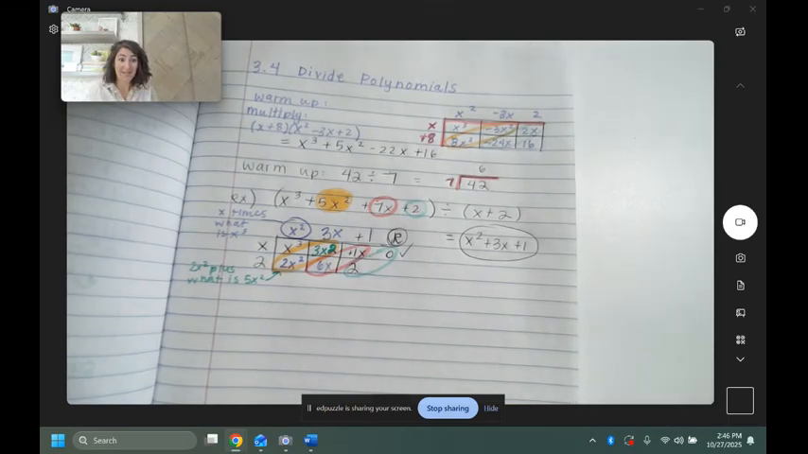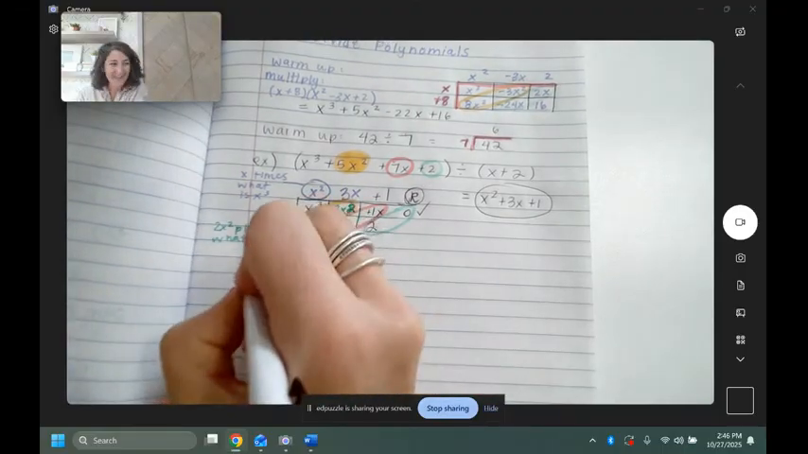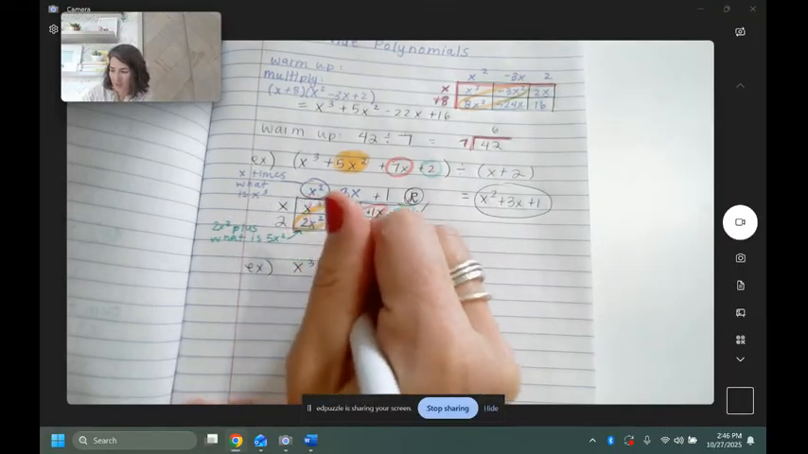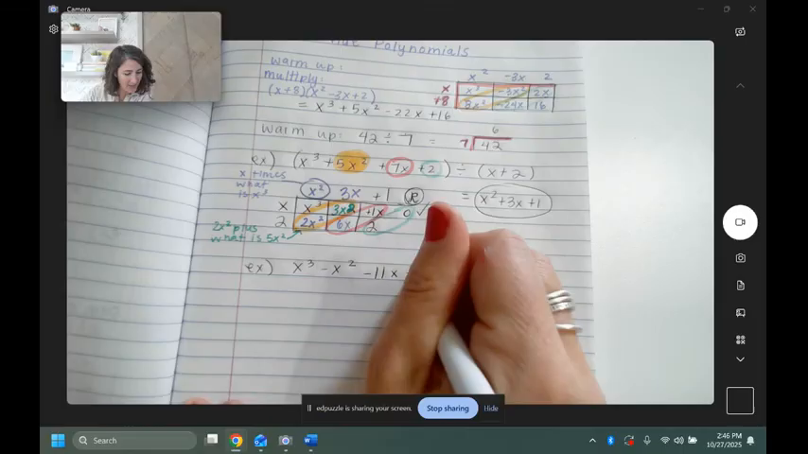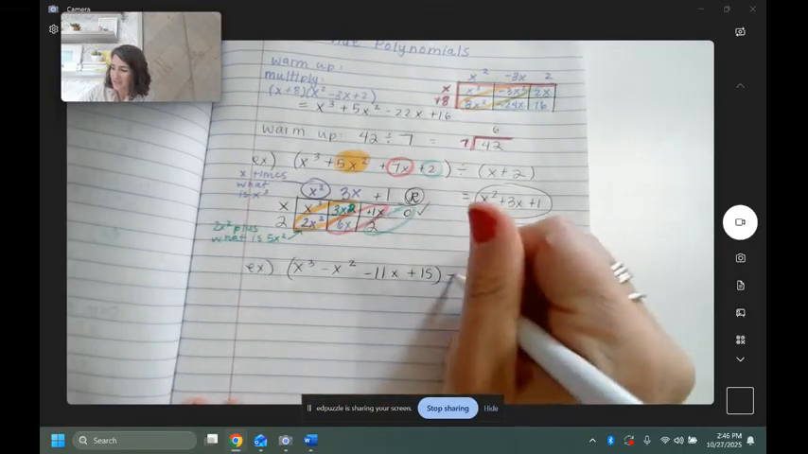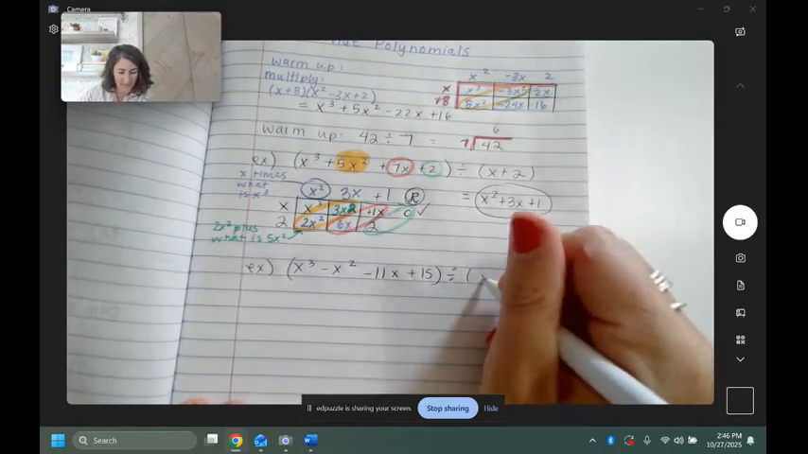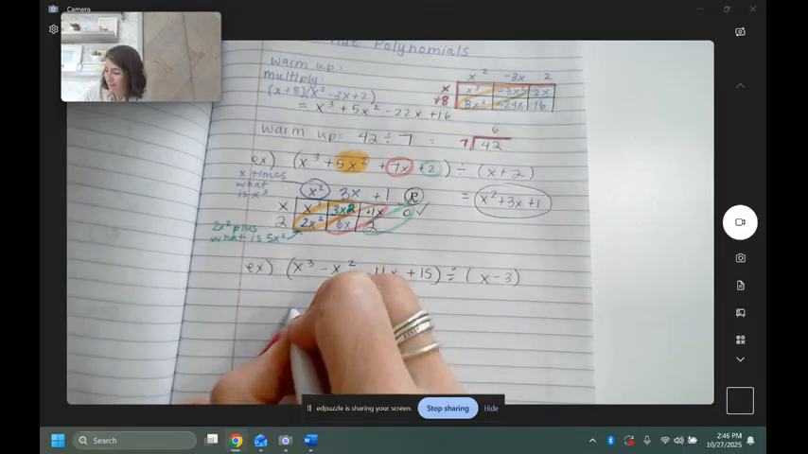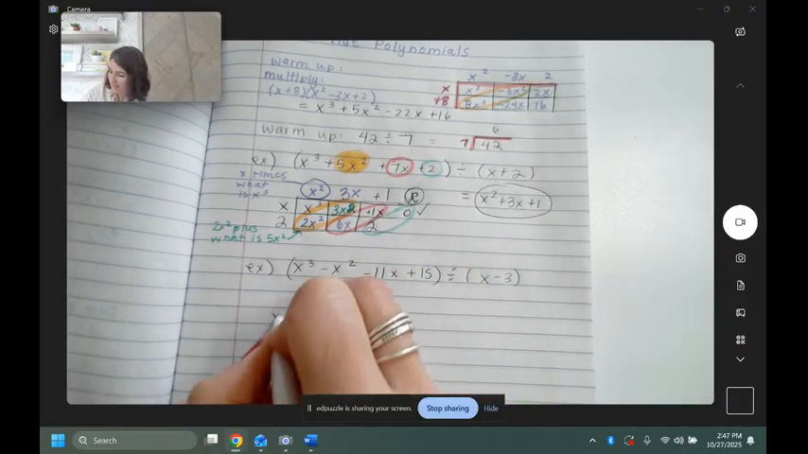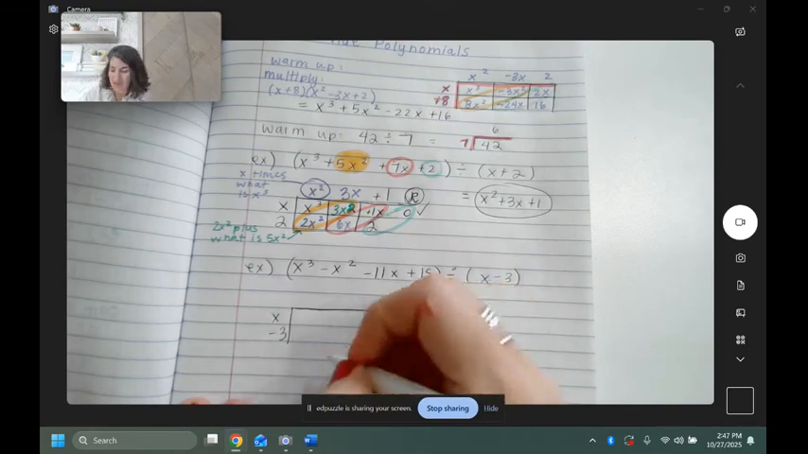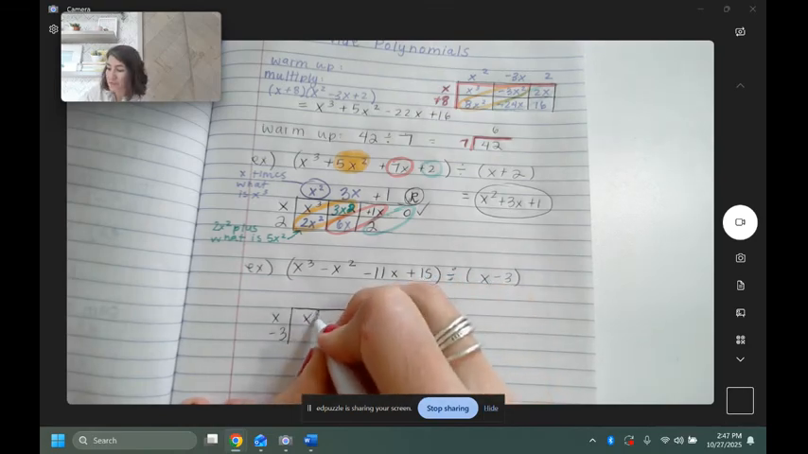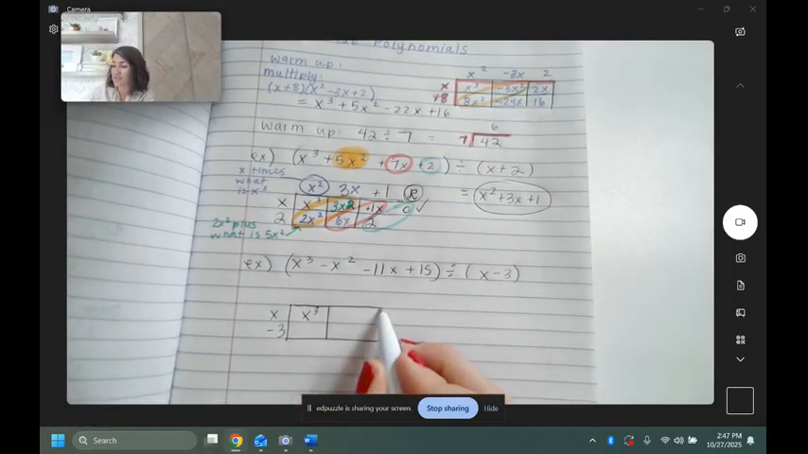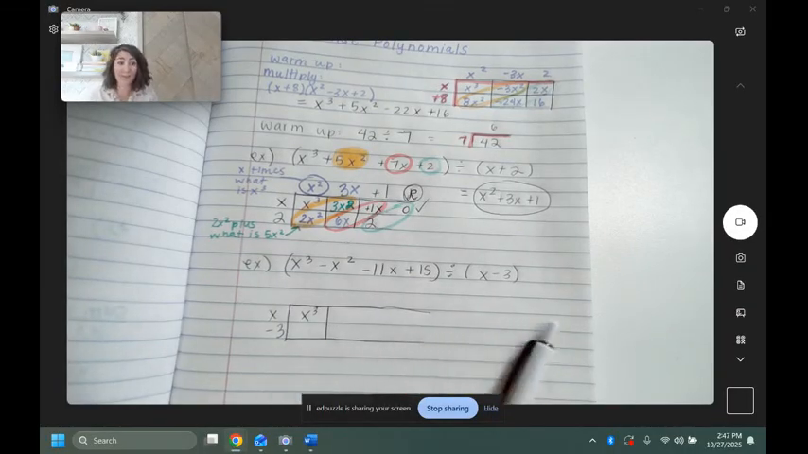Let's do it again. Example. X to the third minus x squared minus 11x plus 15 divided by x minus 3. So I'm going to do the setup in the same way. I've got x minus 3 on the side, and x cubed is the only thing I know yet in my boxes. Because I just have to do some backwards thinking to fill out the rest of them.